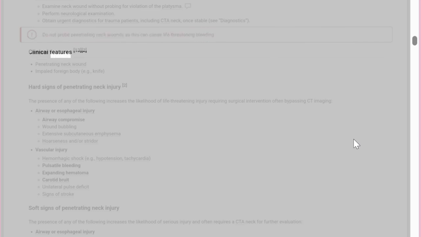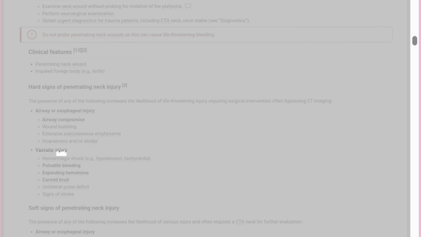Clinical features. Penetrating neck wound, sometimes with an impaled foreign body, for example a knife. Hard signs of penetrating neck injury: the presence of any of the following increases the likelihood of life-threatening injury requiring surgical intervention, often bypassing CT imaging. Airway or esophageal injury: airway compromise, wound bubbling, extensive subcutaneous emphysema, hoarseness and/or stridor.